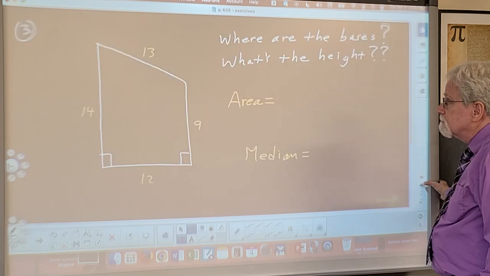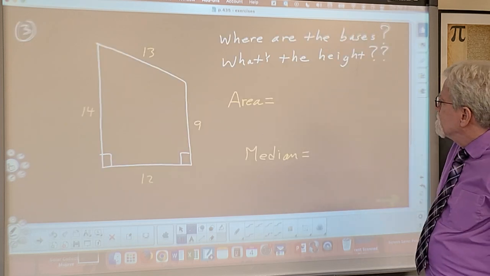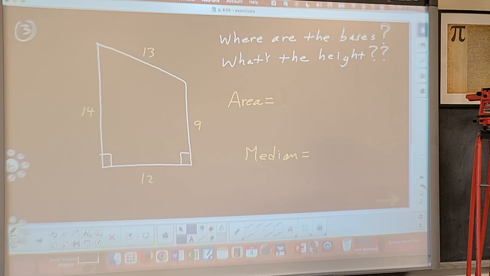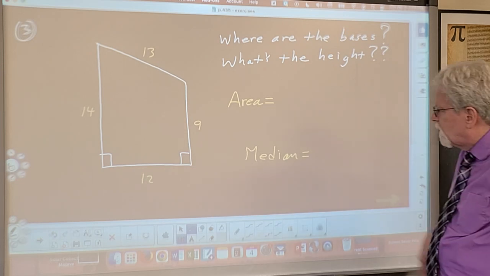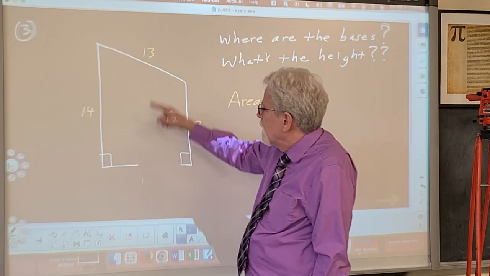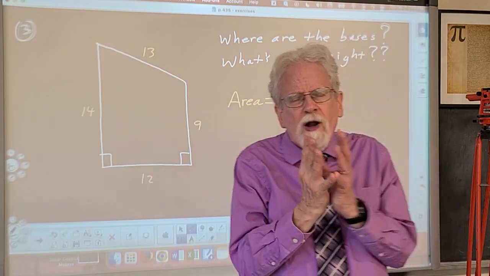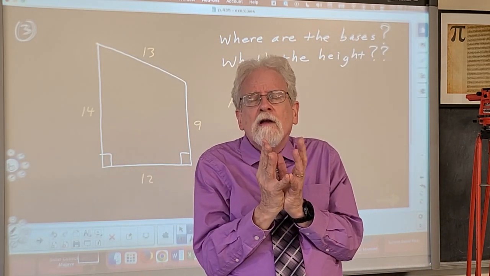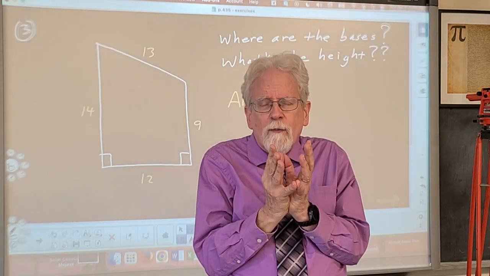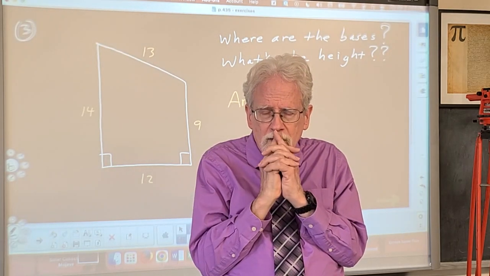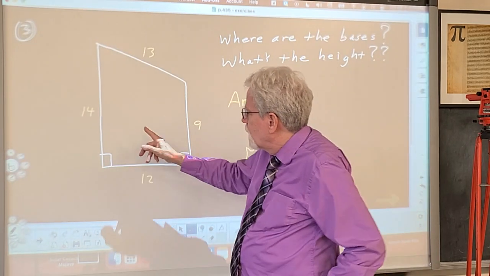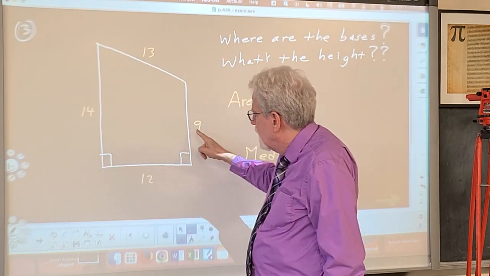Number 3. Now this time, it might bother you a little bit. There may be some folks who are tempted to think that 12 and 13 are the bases. There's a problem with that, because in a trapezoid, by definition, the bases are the parallel sides. The bases this time are the 14 and the 9.